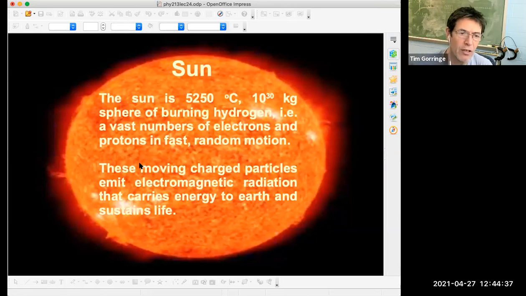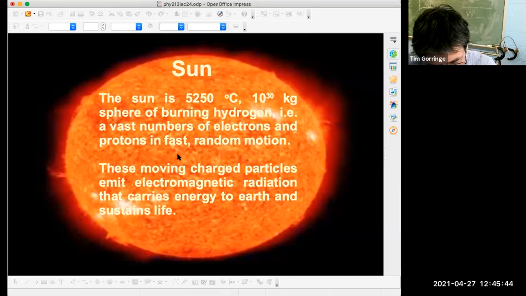As a starting point, we just looked at the light bulb as an example of black body radiation. Another example is the sun. You probably know that the sun is this giant, hot, massive ball of burning hydrogen. In that giant hot ball of hydrogen is a vast number of electrons that are frantically, randomly moving around. Those moving charges are emitting electromagnetic radiation, and some of that radiation reaches Earth. It's carrying energy and momentum to Earth, and it's what sustains our life on Earth. So that black body, the sun, is very important to us.